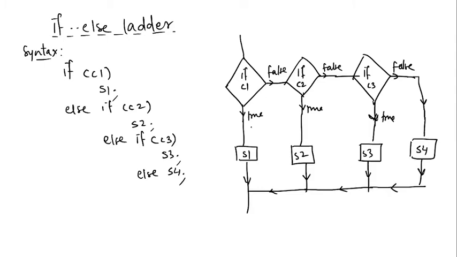So if C1 is true, you do S1 and you're out of the flow. If C1 is false, then only you check for C2. For C2 true, we have S2. If C2 is false, check C3; C3 true, we have S3. And if none of the conditions gets matched, then by default it will do S4. That's the basic concept of if-else ladder. I hope all of you have understood this well. Let us take an example just to get these things better.